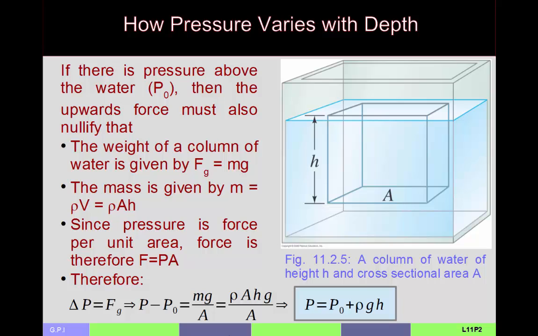And so the A's end up canceling, the cross-sectional areas end up canceling out so long as we're dealing with a column and not, say, a cone. And what that gives us is that the pressure below this must be equal to whatever the pressure above it is plus the weight of this thing divided by the area. So that is this equation right here. P0, that's the pressure above, plus rho g h is effectively the weight of this cube divided by the area of the cube.